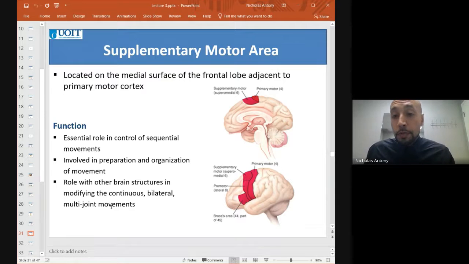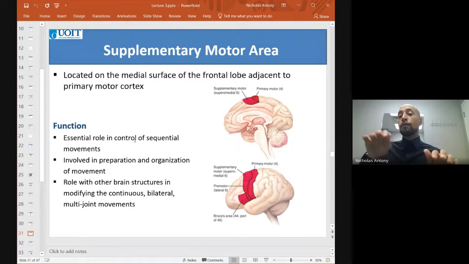Now, the last motor planning area is the supplementary motor area. And so this area of the brain is involved in the control of sequential movements. So the first thing it does is it coordinates bimanual skills. So skills that involve different movements with the hands, right? So that way you can do both at once.